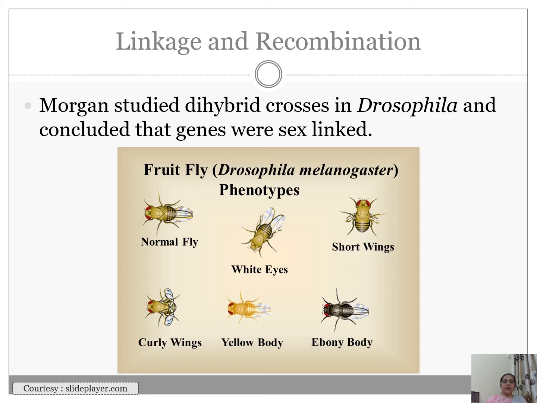Now coming to linkage and recombination. Morgan studied dihybrid cross in Drosophila and concluded that certain genes were sex-linked. So these are the various phenotypes of fruit fly. Here you can see the normal fruit fly, the fly with white eyes, flies with short wings, curly wings, yellow body and ebony body. So as we studied earlier, certain traits could be analyzed without help of special microscope.